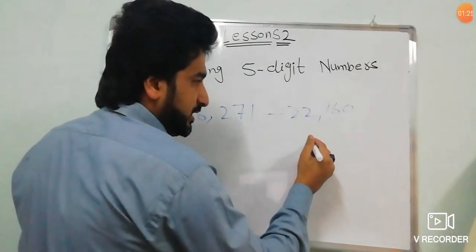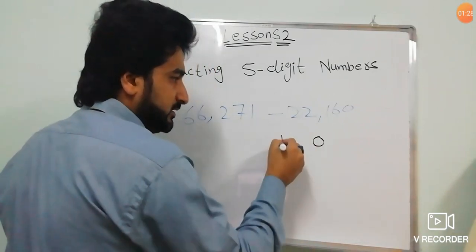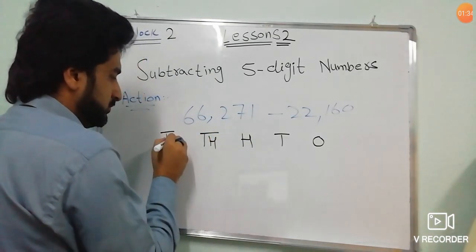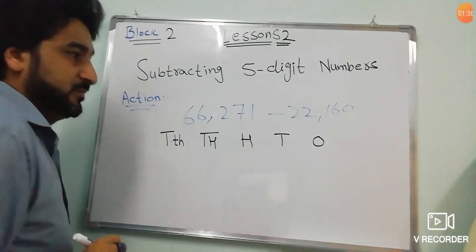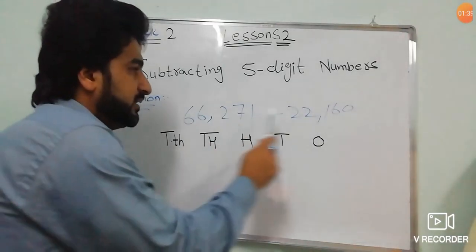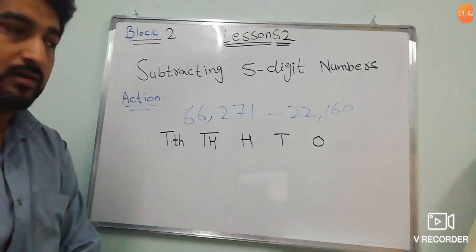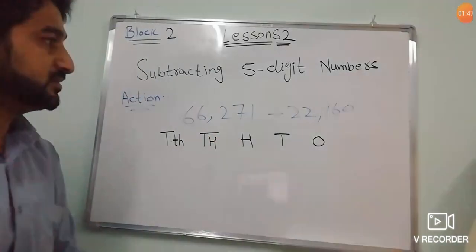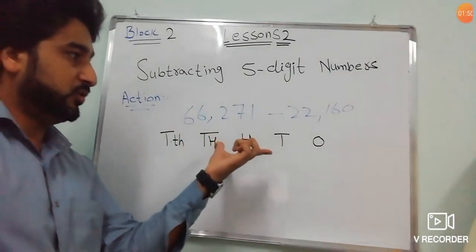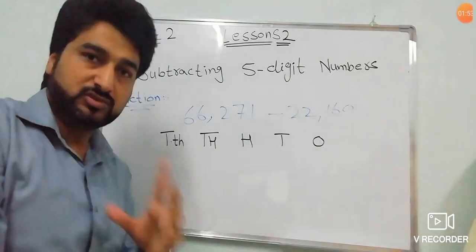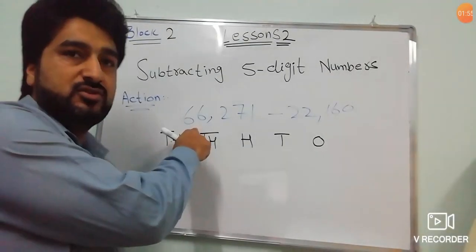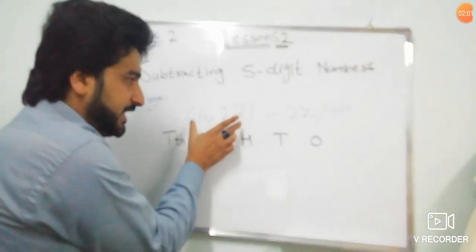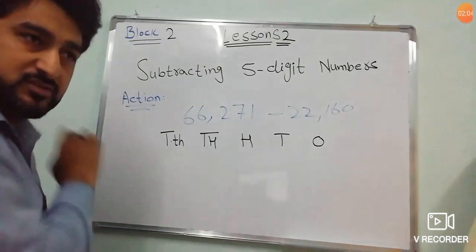If we are subtracting, the same thing we will do. First I have to write the place values: ones, tens, hundreds, thousands, ten thousands. Now you have to arrange this number and this number according to place value. Then we can subtract. And the second most important thing to keep in mind before you start this subtraction: the bigger number you write up and the smaller number you write down. Just make sure of that. As you know, 66,000 is bigger than 22,000, so this number is bigger. So first I have to place this number according to place value here.